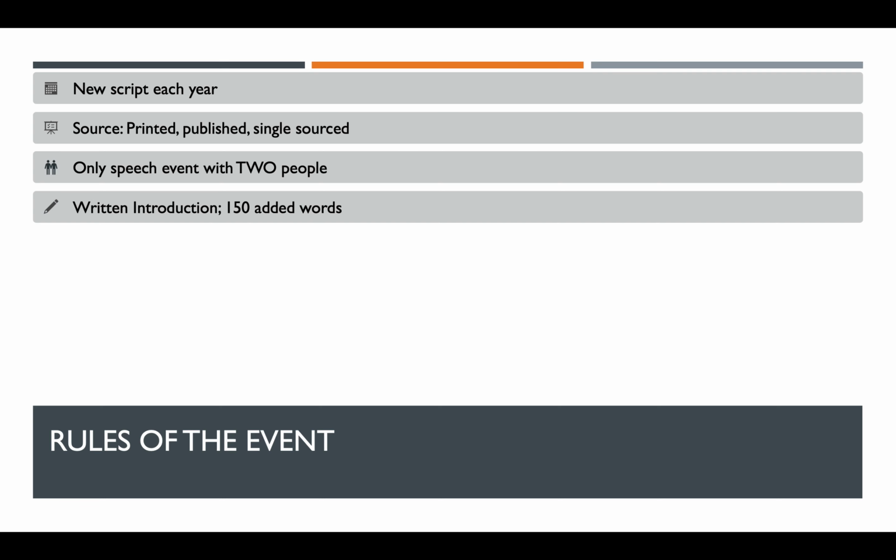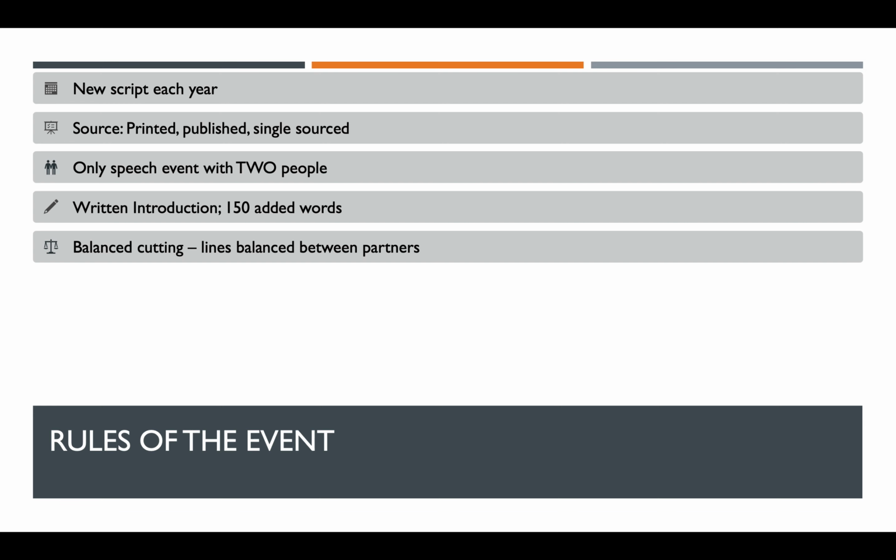You also are required to write a written introduction. The introduction usually comes about a minute to a minute and a half in, at the very top of your speech, that introduces the speech, so it tells the audience and the judge what the speech is about, as well as the title and the author of the speech. You're also not allowed to add more than 150 added words, which also includes the written introduction in your speech. These 150 added words are added to help you transition from one scene to the next. Makes things a little bit easier.